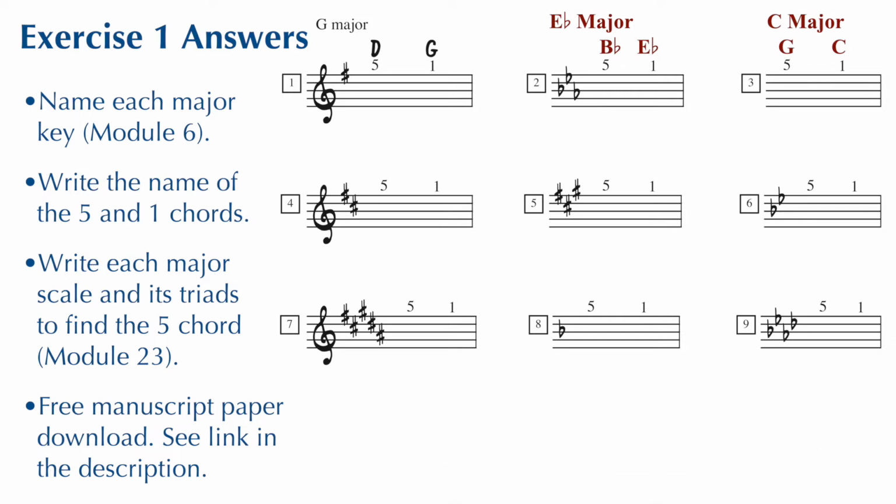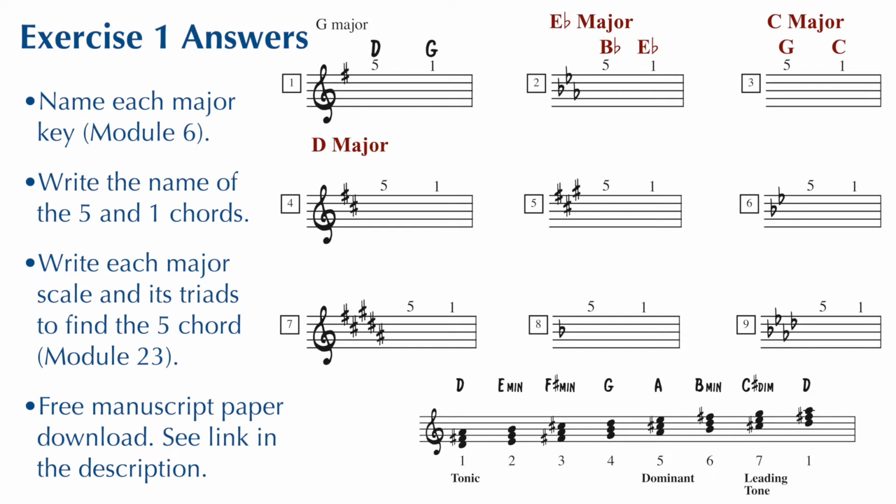Number 4, 2 sharps in the key signature puts us in the key of D major. Write out the D major scale and its triads. D, of course, is the 1 chord, and then A is the 5 chord. A, D is our 5-1 progression.